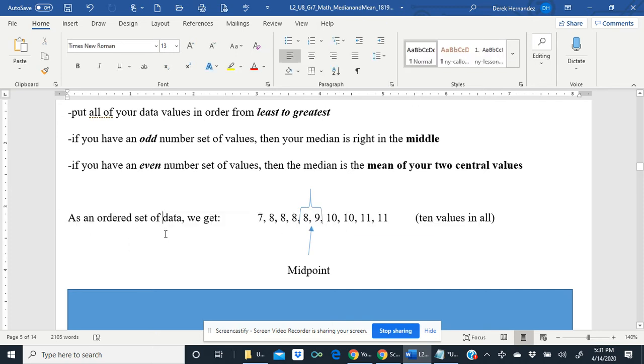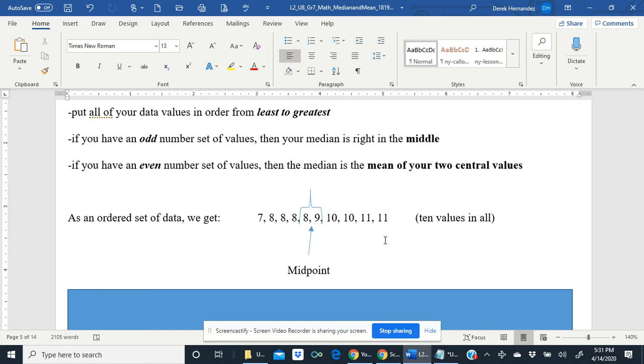As an ordered set of data, we get, again, 7, 8, 8, 8, 8, 9, 10, 10, 11, 11. 10 values in all. That's an even number set of values. 10 values is even. Then the median is the mean of the two central values. So the two numbers that are in the middle are 8 and 9. They're right there in the middle. You can only see them once your set is in order from least to greatest.